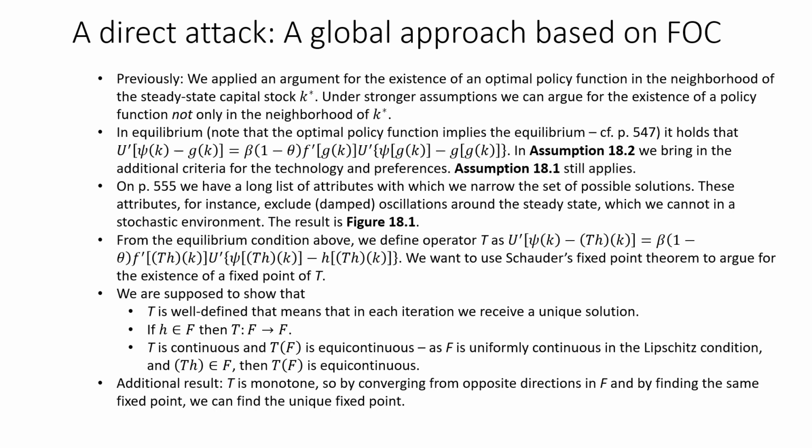This is just a reminder. In equilibrium, which is implied by the optimal policy function, we have this Euler equation, and we are trying to find a solution to this Euler equation in the form of an optimum policy function. In assumption 18.2, we bring in the additional criteria regarding technology and preferences, while assumption 18.1 still applies.